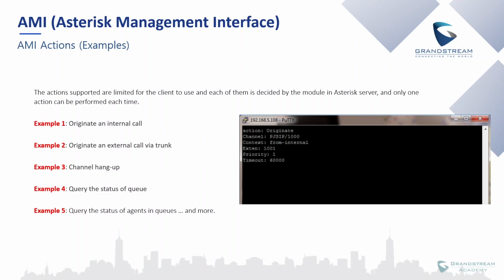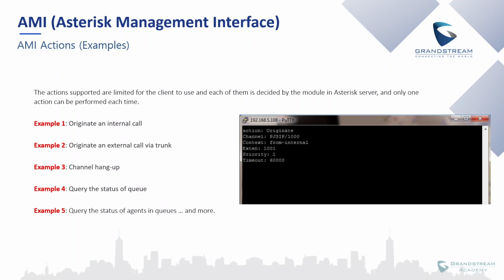The actions supported are limited for the client to use, and each of them is decided by the module in Asterisk server, and only one action can be performed each time. Before talking about the example of actions we can perform using AMI, users should make sure that he or she is logged in and authenticated first. And here are some examples of the actions that can be performed.